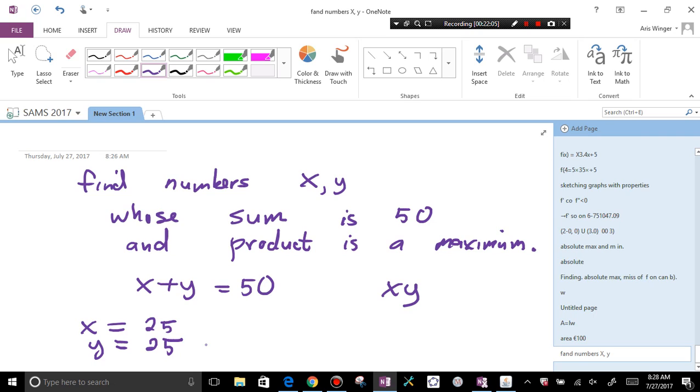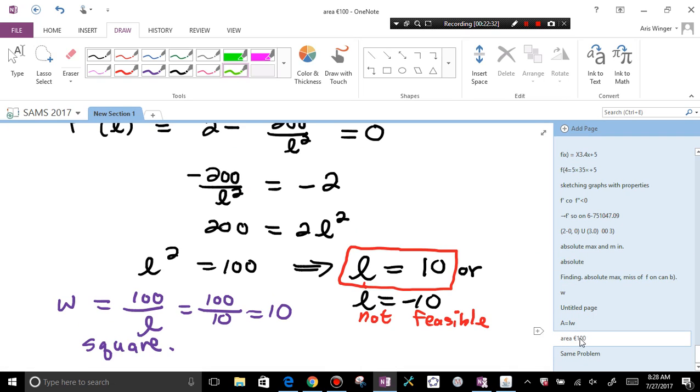Questions about this? I've only written this one because it's the same story. Well, it's the same problem, just a different story. Same problem as the first one we did. And the other way of saying this problem, of course, is find two numbers whose product is 100, whose sum is a minimum. That's the same problem.